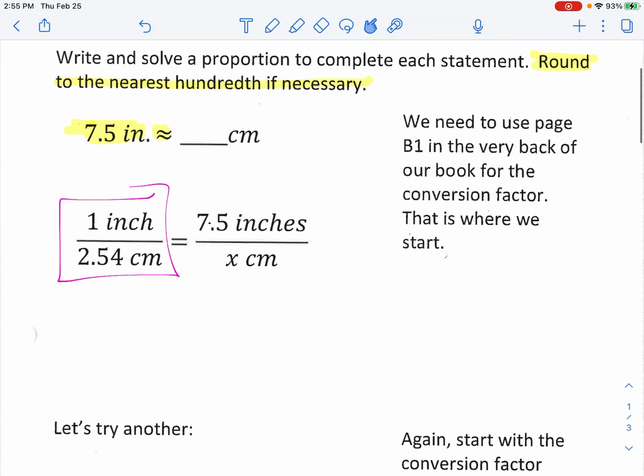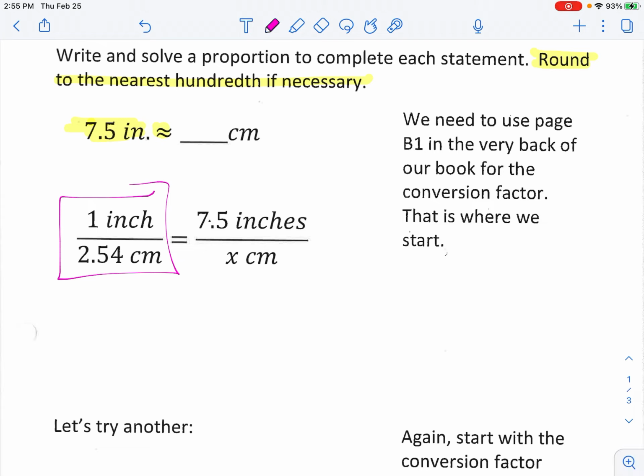We're going to solve that by using cross products. All right, so we know how to do cross products. We're going to multiply 1 times x. 1 times x is x. And we're going to multiply 2.54 times 7.5. So if you have your calculator out, we're going to do 2.54 times 7.5. Your calculator should say 19.05.